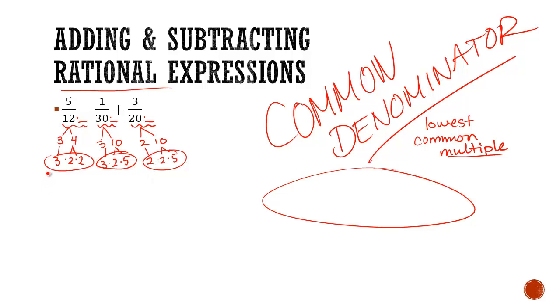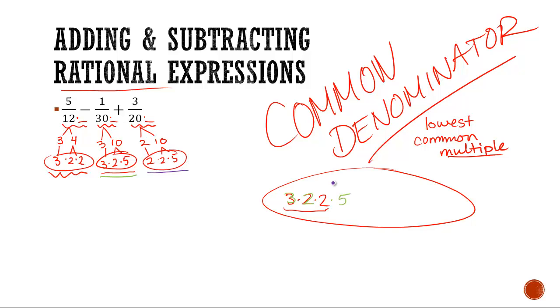So if we build a number, we need the 3 times 2 times 2 because we need 12 to be in our number, and this represents 12. But we also need the combination of 3 times 2 times 5 to be in there. So I'm going to take 3 times 2 times 5 and say, oh, I already have a 3 and I already have a 2, but I don't have a 5, so I'm going to add it. And then we need the 2 times 2 times 5.